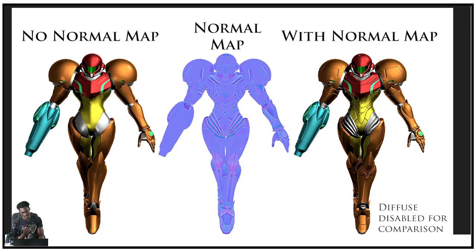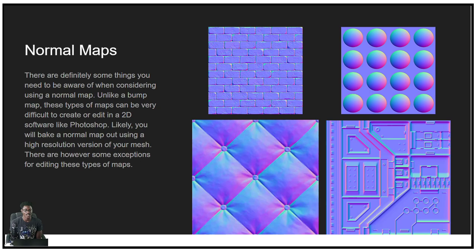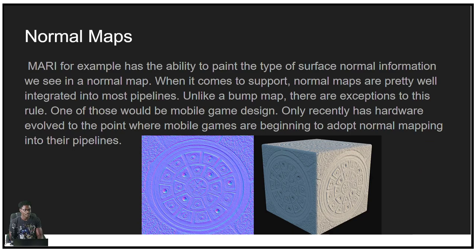All right, normal maps. So there are definitely some things you need to be aware of when considering using a normal map. Unlike a bump map, these types of maps can be very difficult to create or edit in 2D software like Photoshop. Likely, you will bake a normal map out using a high-resolution version of your mesh. There are, however, some exceptions for editing these types of maps. Mari, for example, has the ability to paint the type of surface normal information we see in a normal map. When it comes to support, normal maps are pretty well integrated into most pipelines.